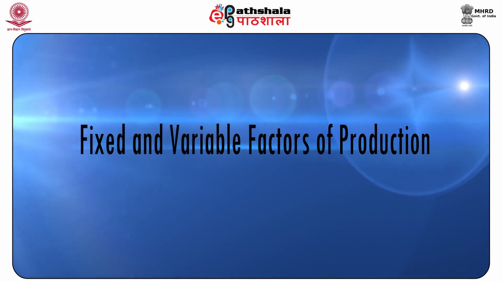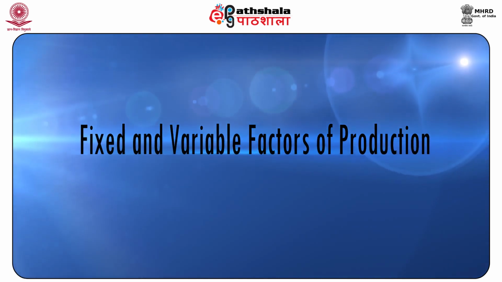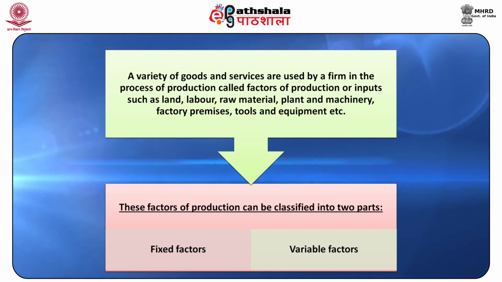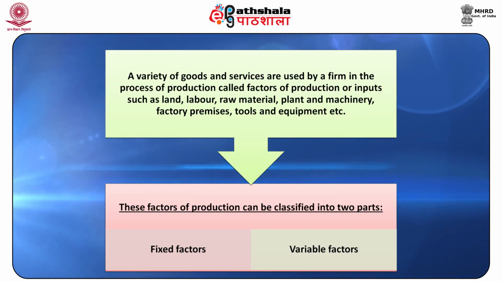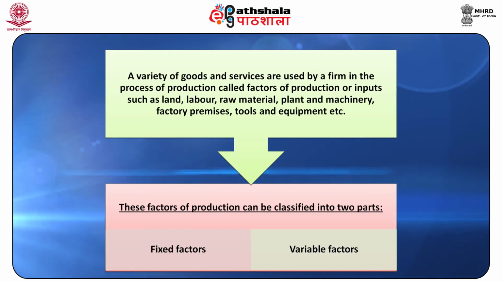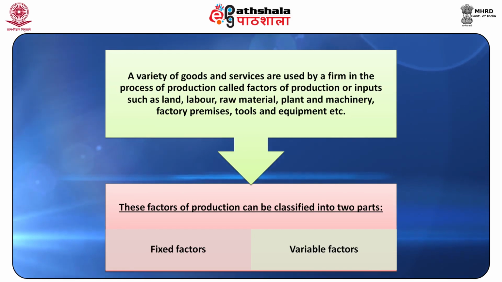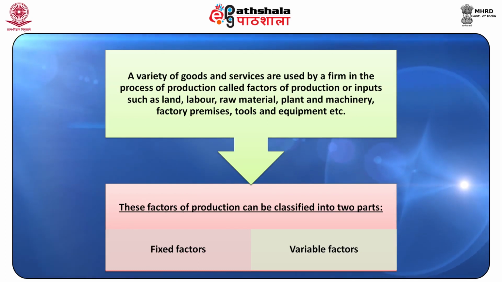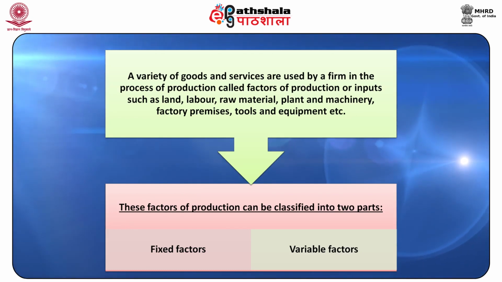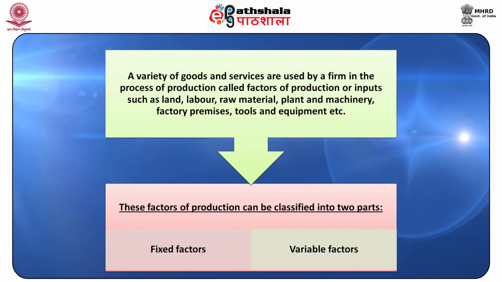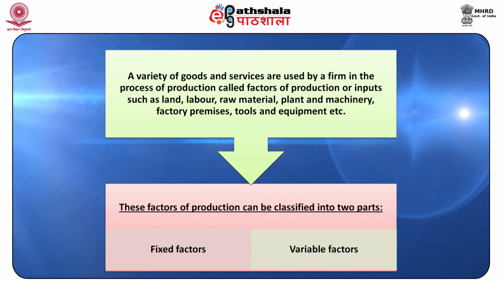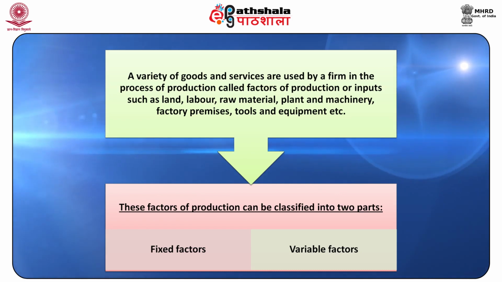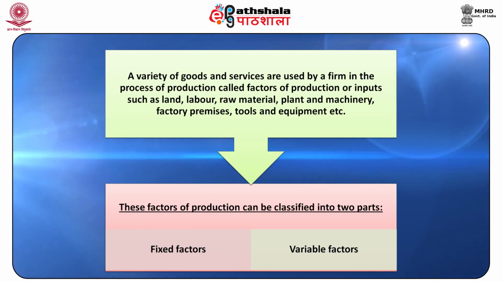Next, fixed and variable factors of production. A variety of goods and services are used by a firm in the process of production called factors of production, or inputs such as land, labor, raw material, plant and machinery, factory premises, tools and equipment, etc. These factors of production can be classified into two parts. First, fixed factors. Second, variable factors.